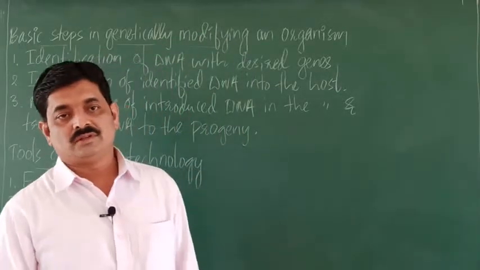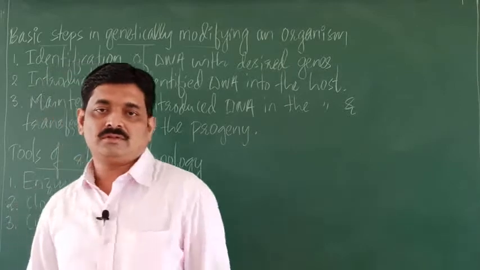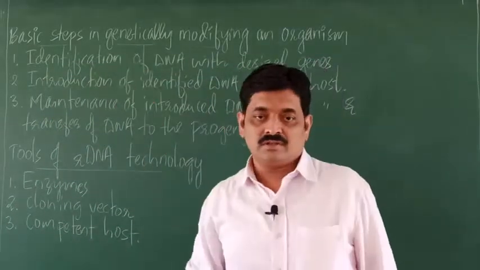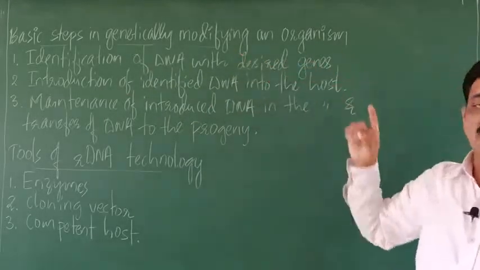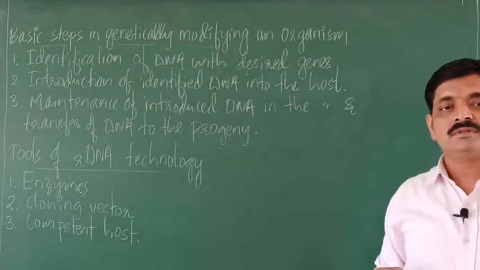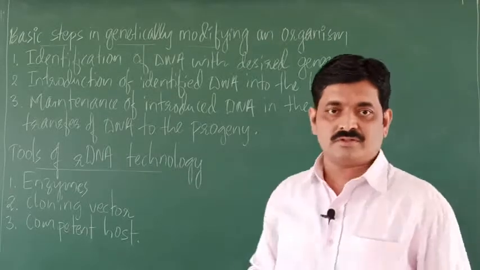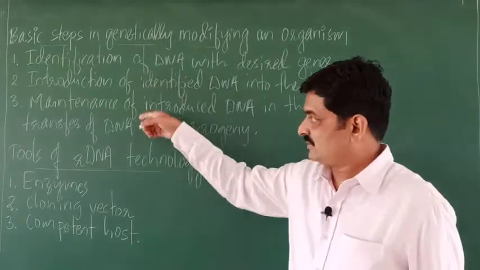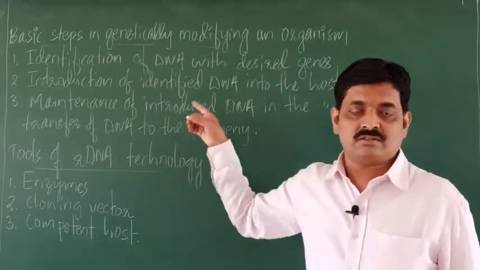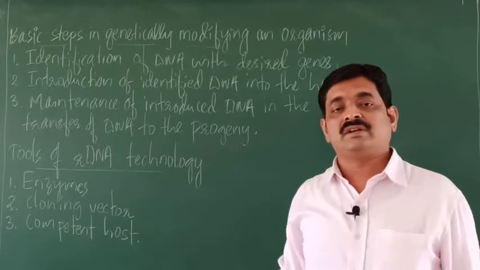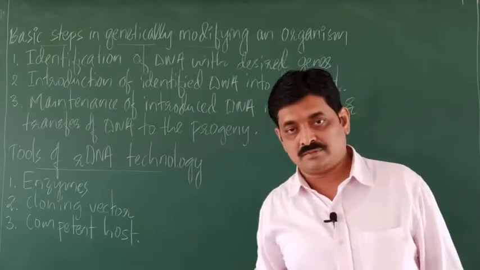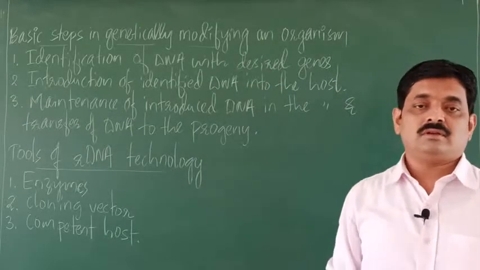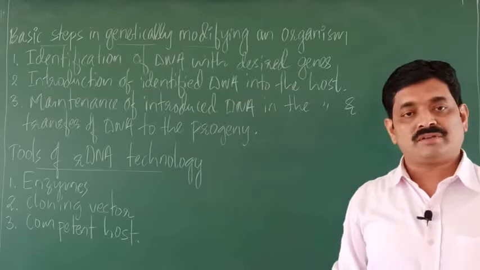Hello students. So we shall continue with our next concept, that is basic steps in genetically modifying an organism. So the basic steps to genetically modify an organism are as follows. These are the three steps for genetically modifying an organism. Genetically modifying an organism means what? How can you genetically modify an organism?